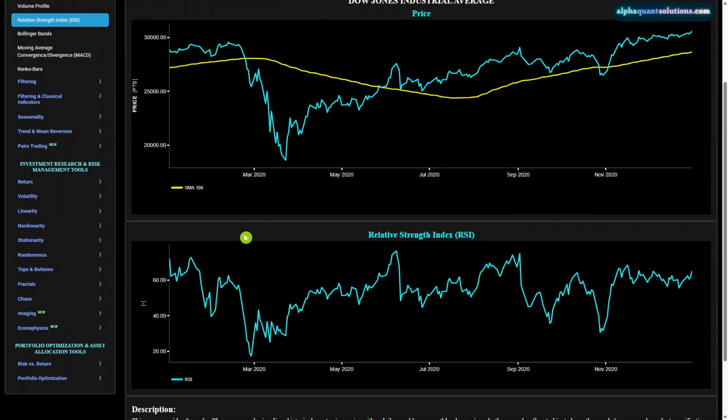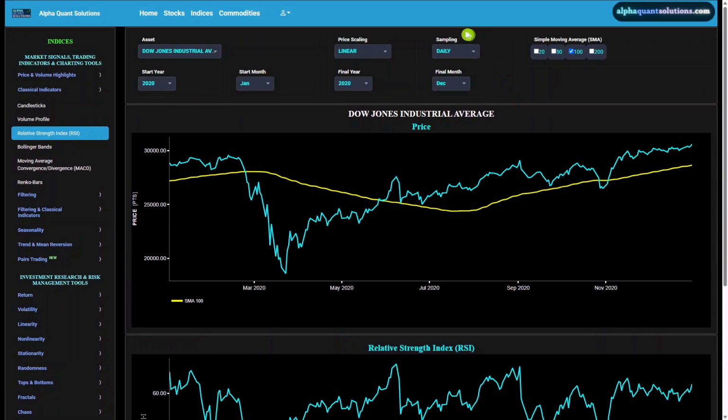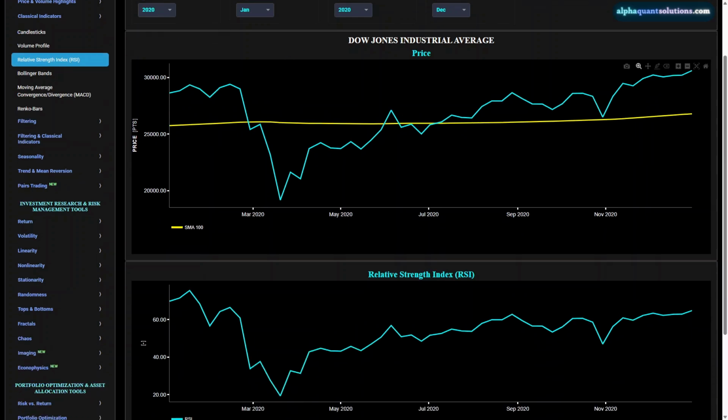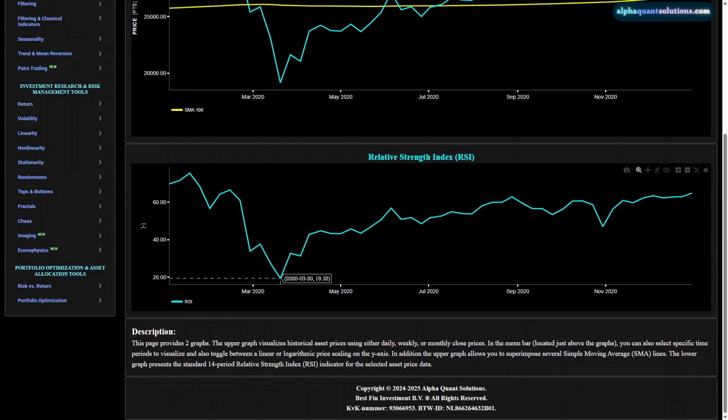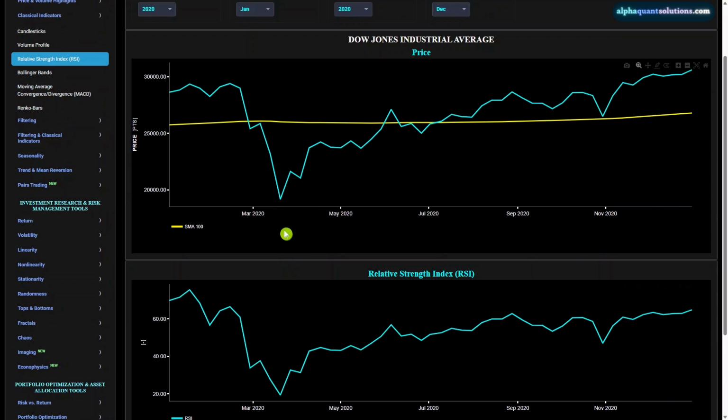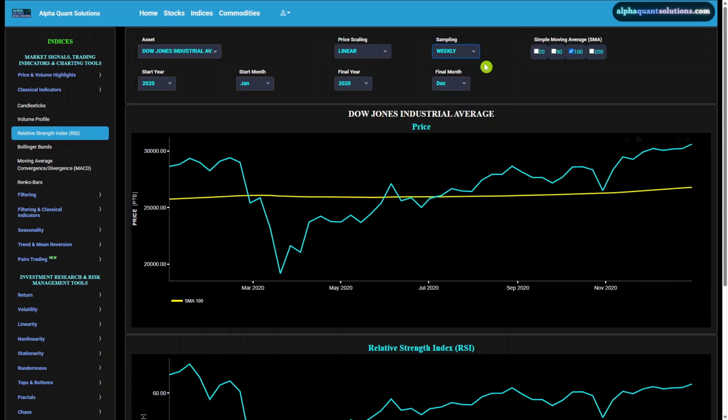What is also interesting to see, let's suppose now we toggle and shift from daily sampling rate to weekly sampling rate. Now what we see is that the RSI bottoms on the 20th of March, and this is aligned with the bottoming of the index on the 20th of March when we choose weekly sampling rates. So this is the first page of the 4 that we will review in this video.